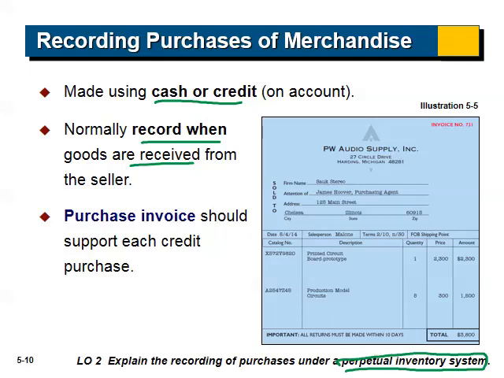A purchase invoice should support each purchase. And here's an example over here of a purchase invoice. Your supplier will give this to you, and it shows how much you purchased of each one. So you'd have the quantity and the price and then the total amount. And then you add everything that you bought together to give you the total amount that you owe them. And that's called a purchase invoice.